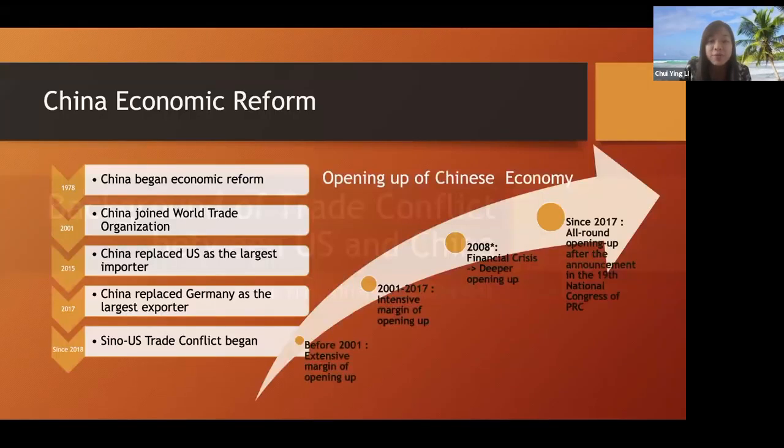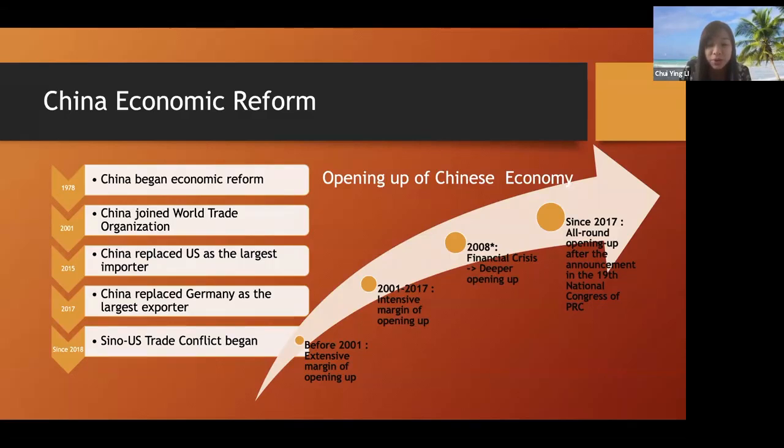China's economic reform began in 1978. It has opened up its economy for about 4 decades. In 2001, China joined the WTO, the World Trade Organization, and had an extensive margin of opening up. Subsequently, between 2001 and 2017, the Chinese economy has further intensified and opened up its market to the world, being the world factory.